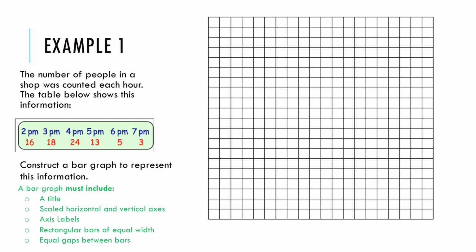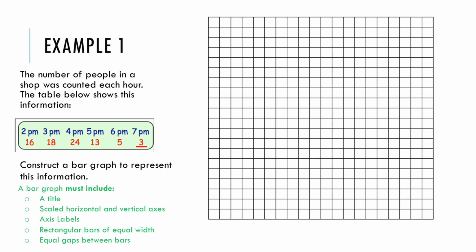The number of people in a shop was counted each hour. The table below shows this information. Construct a bar graph to represent this information, okay, and I've put down at the bottom the little checklist for us to remember. So I'm going to start by drawing my horizontal and vertical axes, and I'm going to use lines on my jotters and a ruler to make sure that my lines are on the lines of my jotter, okay?